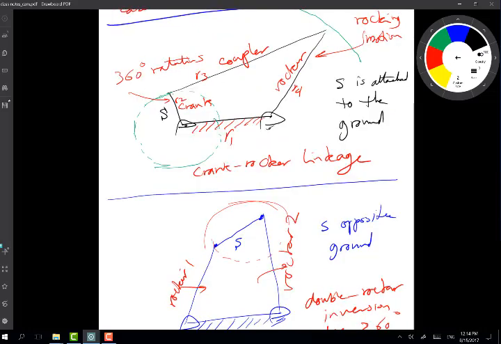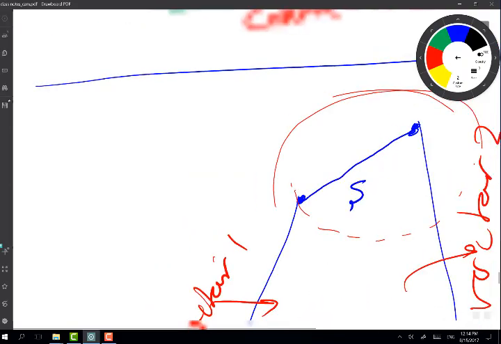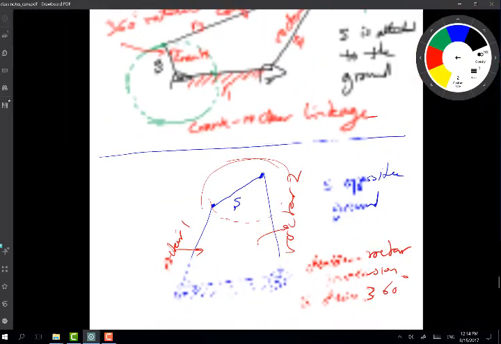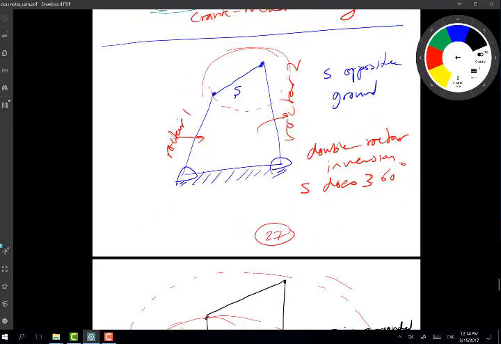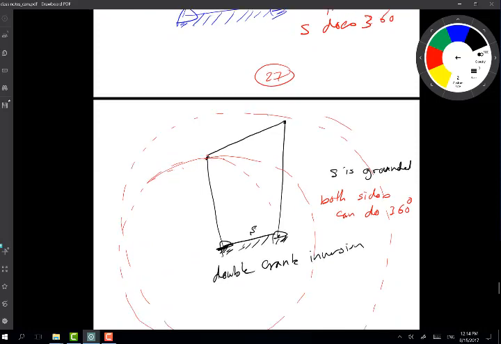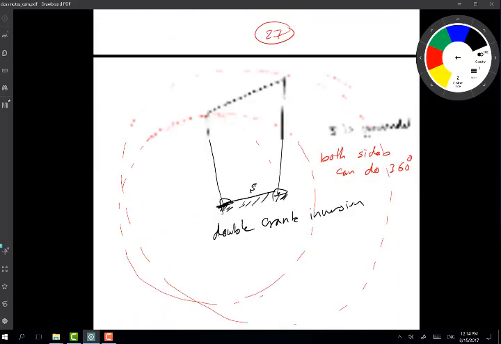All right. So those are the three conditions, if you like, of a four-bar chain which is Grashof. So either S is next to the ground, the crank rocker, or S is opposite the ground, the double rocker, or I have S being grounded or stationary, then I have a double crank inversion.